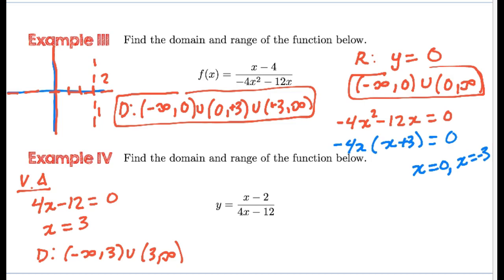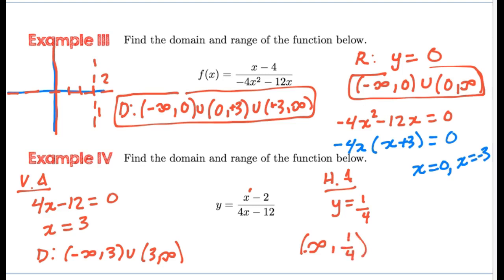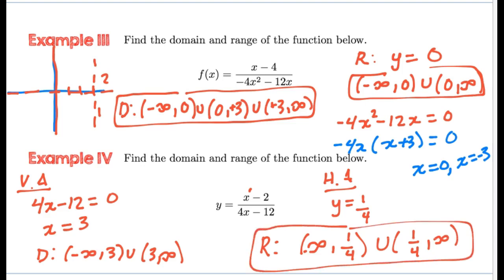Notice in this example, the powers are the same, the degree, they're both first degree. So my horizontal asymptote is at y equals 1/4. That means I can use all numbers except 1/4. That's my range, all real numbers except 1/4, and that's how we do that. So that is domain and range from a graph and from an equation.